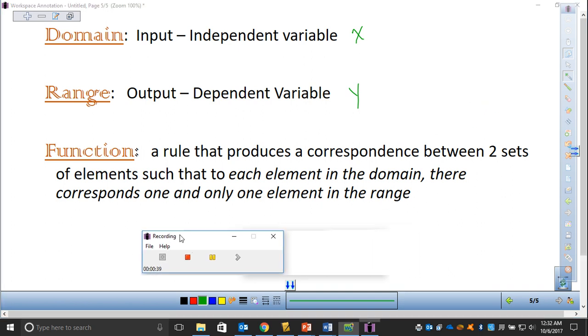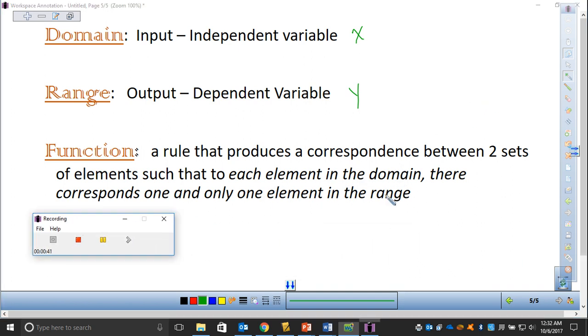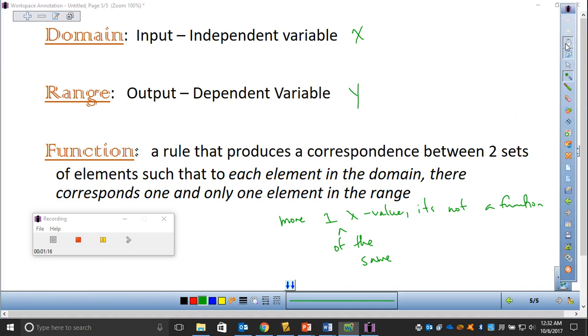So a function there, you can read that. Key part here is italicized: each element in the domain corresponds to one and only one element in the range. So what that means, if you have more than one x value, it's not a function. What I mean by that, more than one of the same x value, you're not going to have a function.